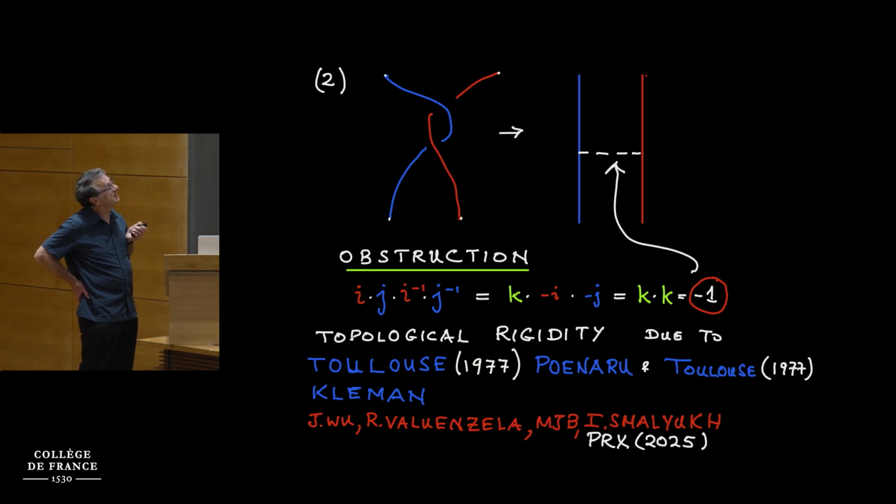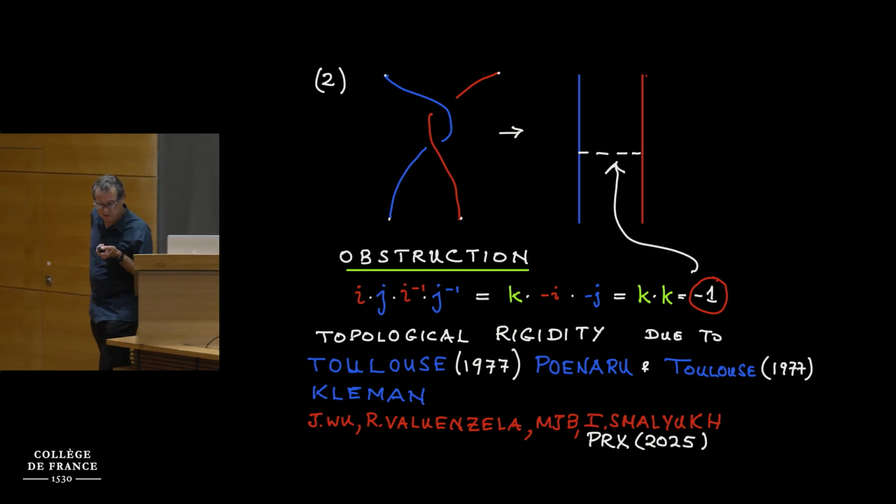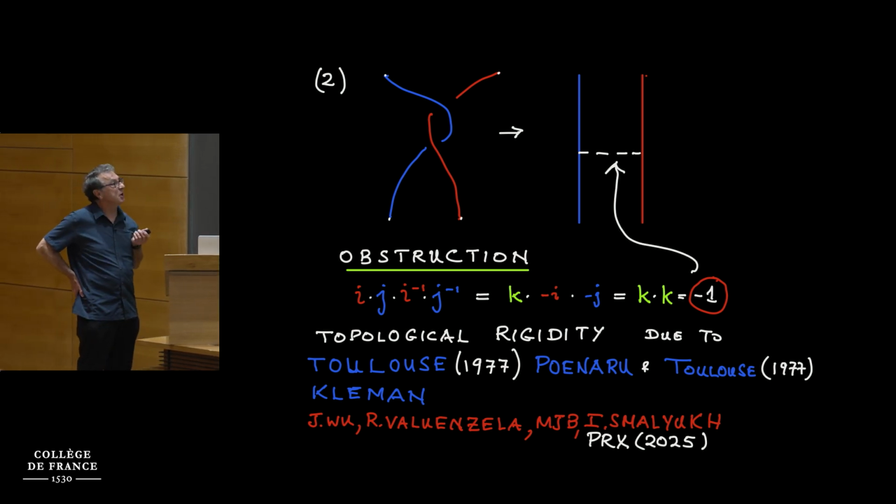i to the minus 1 is minus i. j to the minus 1 is minus j. This gives you k times k is minus 1. So you cannot disentangle these without producing a third defect. This means these are topologically entangled. And Toulouse and Poenaru called this topological rigidity.